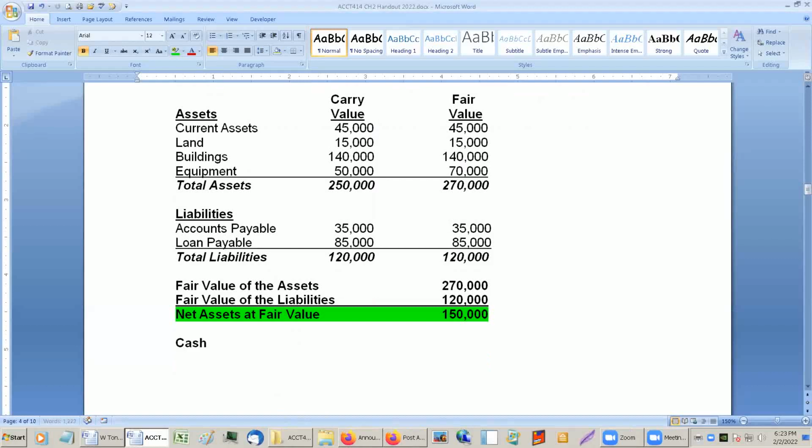So cash paid. Also called consideration. And so the excess is going to be goodwill.